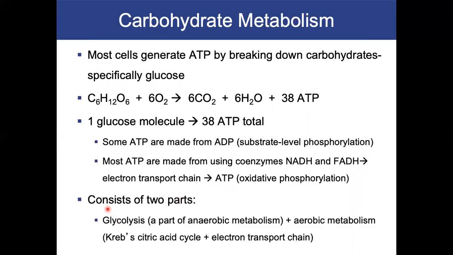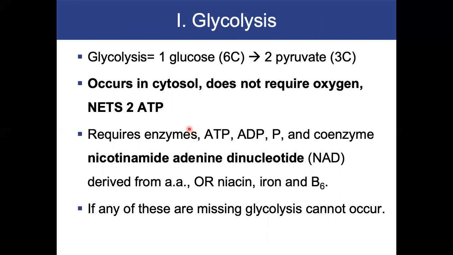Carbohydrate metabolism consists of two parts: glycolysis, which is considered to be under the umbrella of anaerobic metabolism, and aerobic metabolism, which is the Krebs citric acid cycle and electron transport chain. Aerobic metabolism is anything inside of that mitochondrion. Let's look at glycolysis first.